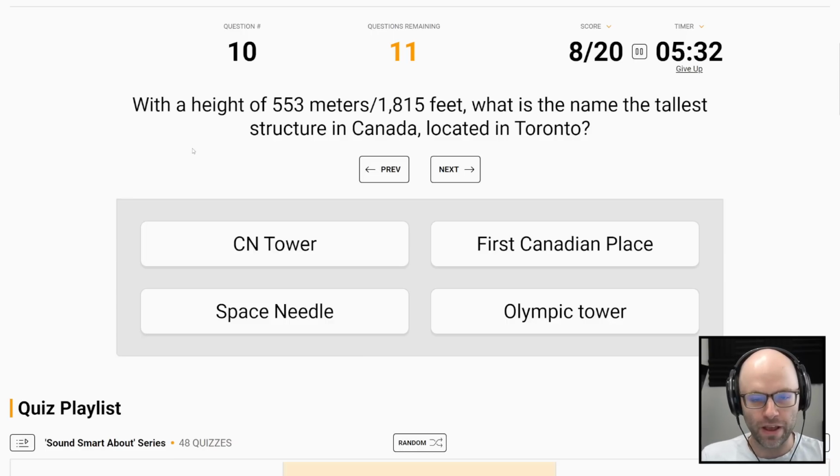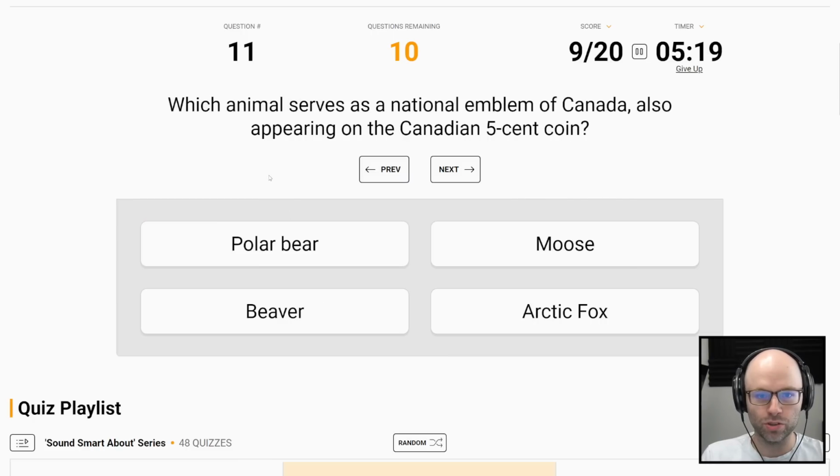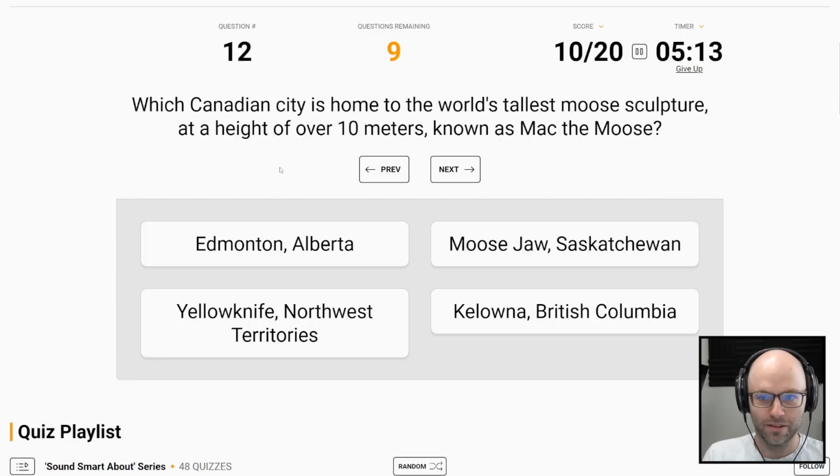With a height of 553 meters, the tallest structure in Canada is, this is CN Tower, previously the tallest freestanding structure in the world. You know how many speeches I've heard in public speaking classes about the CN Tower? Which animal serves as a national emblem of Canada, also appearing on a 5-cent coin? That's the beaver. It's true.